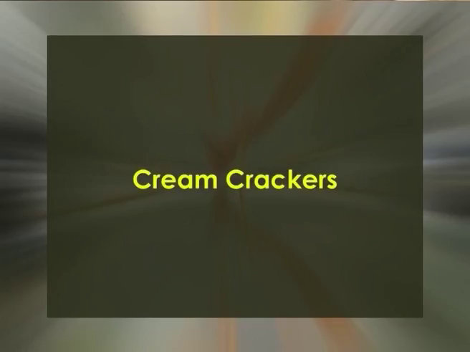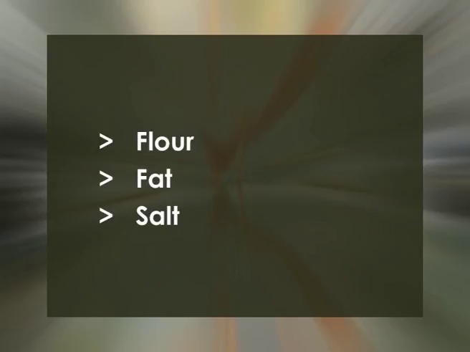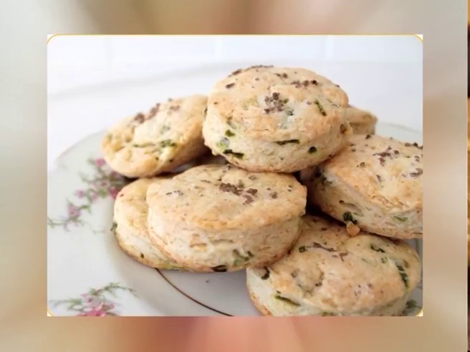Number 1. Cream crackers. Cream cracker biscuits were first introduced in about 1885 by the Irish firm of Jacobs. Cream crackers have a simple unsweetened basic recipe of flour, fat and salt. This dough is always fermented with yeast and laminated prior to cutting and baking. The combination of flour protein modification achieved during fermentation and lamination gives rise to characteristic flaky and blistered biscuits.